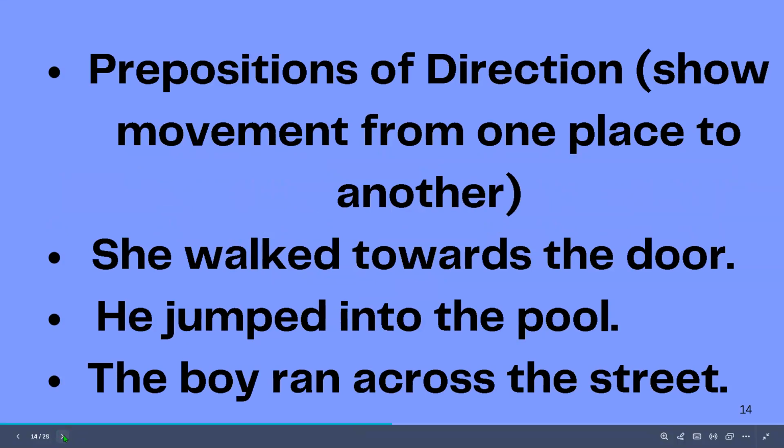He jumped into the pool. So where did he jump? He jumped into the pool. So into is the preposition here. The boy ran across the street. Here across is the preposition. How did the boy run?